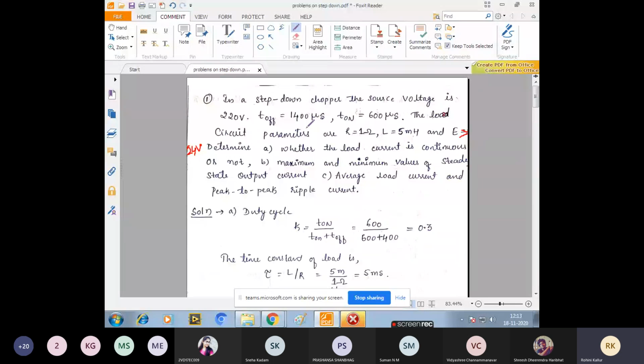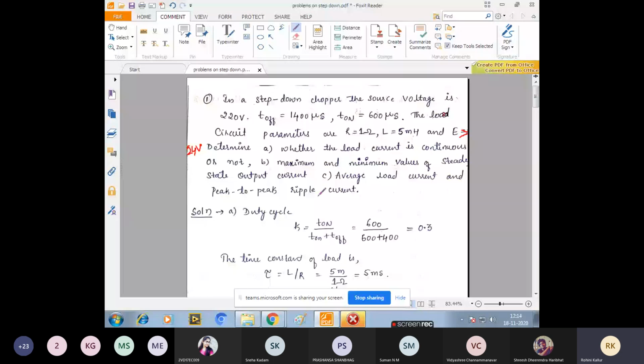You need to determine whether the load current is continuous or not. Secondly, you need to check the maximum and minimum values of the steady state output current I0. Then the average load current and the peak to peak ripple current. So you can see here Vs is given, T on and T off are given, the load parameters R, L, E are given. We don't know the duty cycle, we don't know the I0 value, we don't know whether it is continuous or discontinuous.